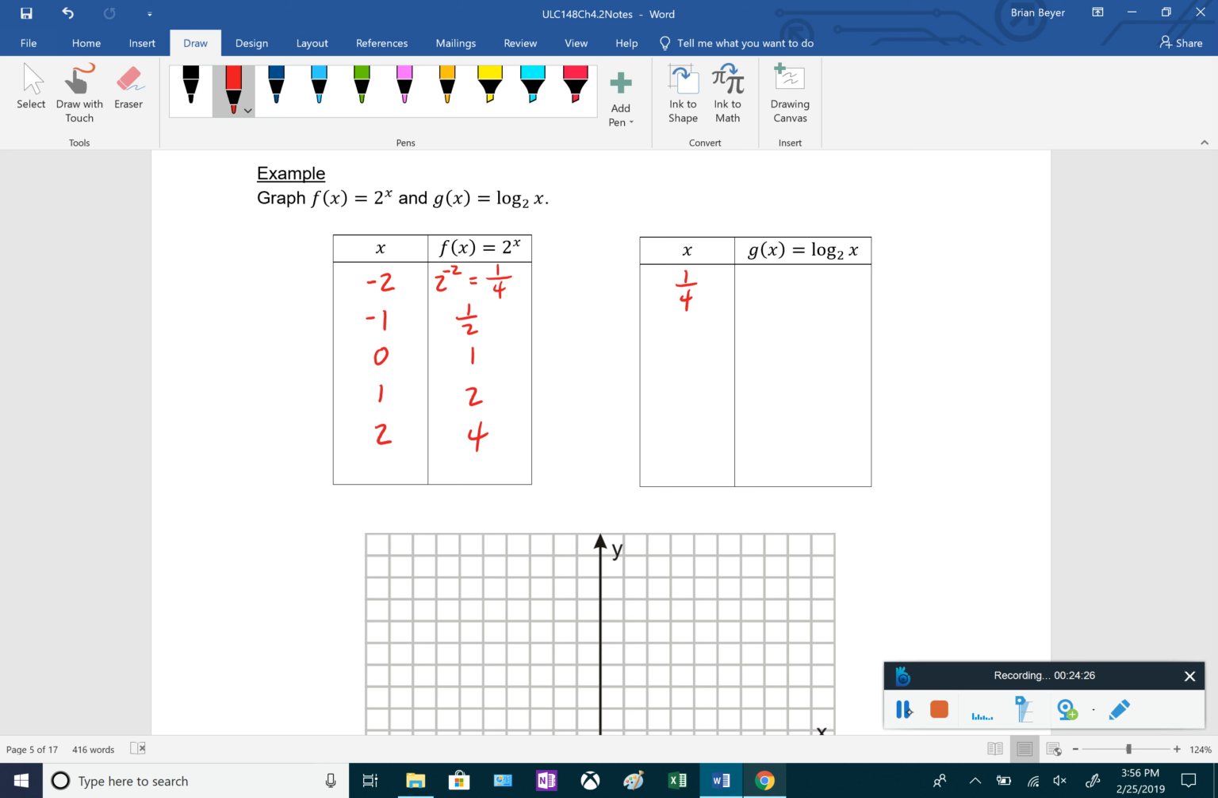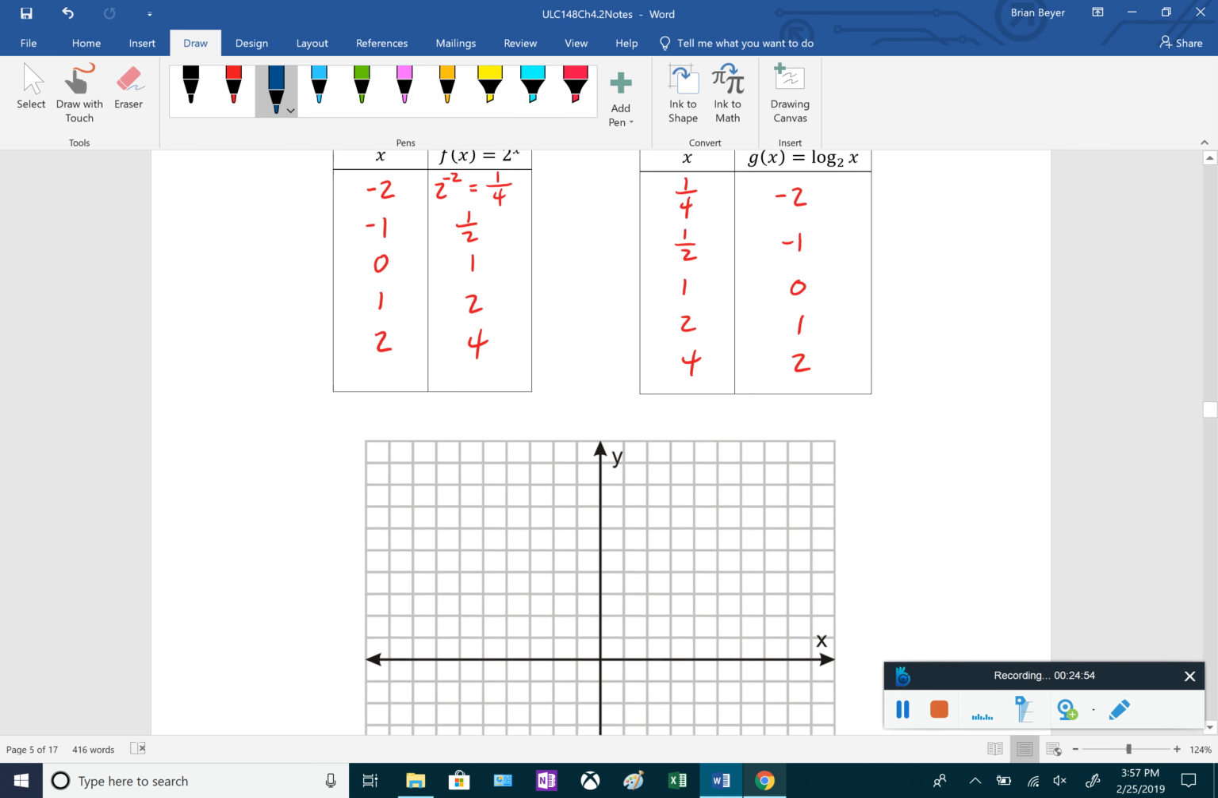So the first one, instead of -2 comma 1/4, it's 1/4 comma -2. Instead of -1 comma 1/2, it's 1/2 comma -1. And then 1 comma 0, 2 comma 1, and 4 comma 2. So it's a nice little shortcut that you can use because they're inverses, because one's a logarithm, the other's an exponential, and they're both base 2. So let's graph these and see what it looks like here.